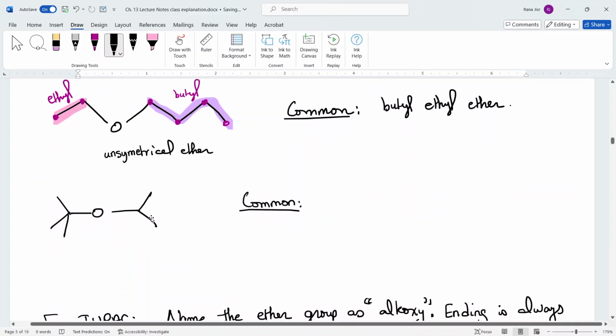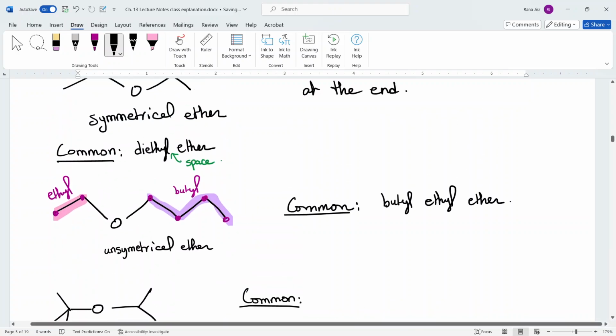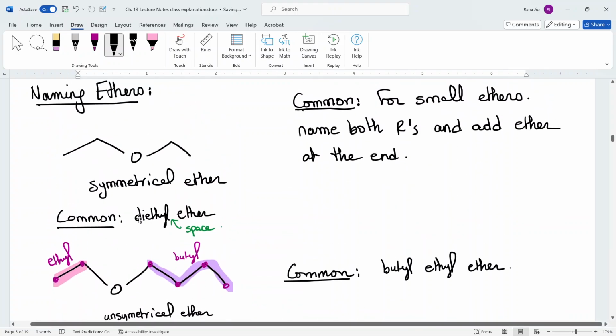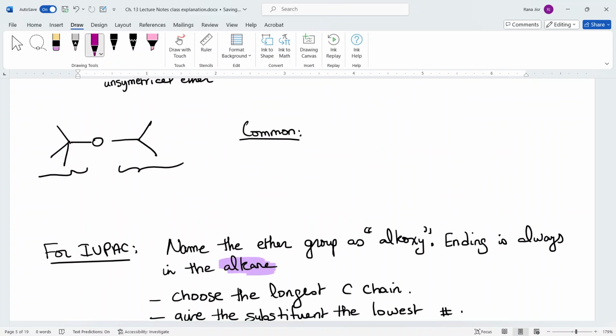Again, this is an example of an unsymmetrical ether, so I'm going to name both R sides in there. As we said, for symmetrical ethers, you just put the prefix di in there, and then you combine the R's and put the word ether at the end. So let's name those groups. This is going to be an isopropyl. And on this side, this one is a tertiary butyl.